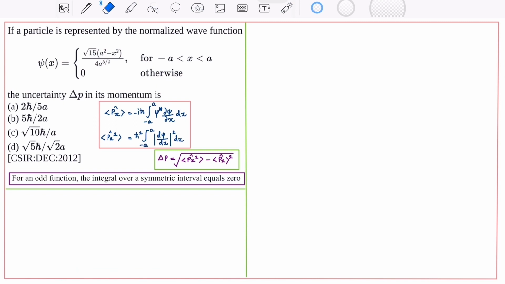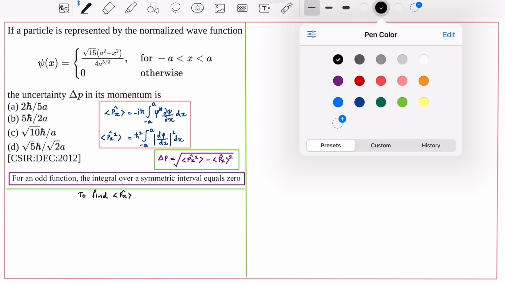Here we have to calculate the uncertainty delta p in the momentum of the particle. The formula to calculate delta p is square root of the expectation value of px square minus the square of the expectation value of px. First, let us find out what is the expectation value of px.